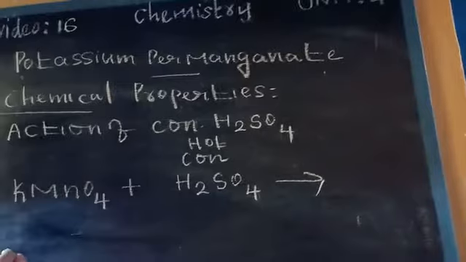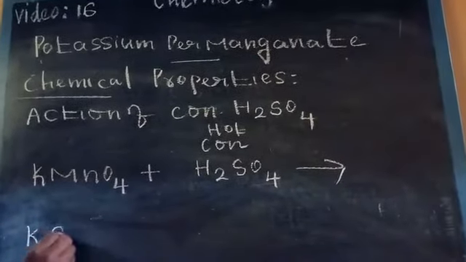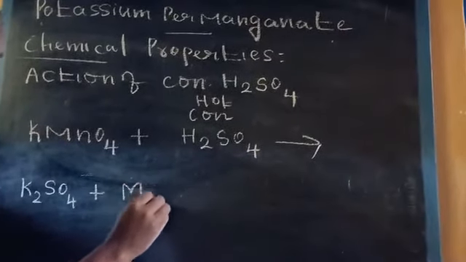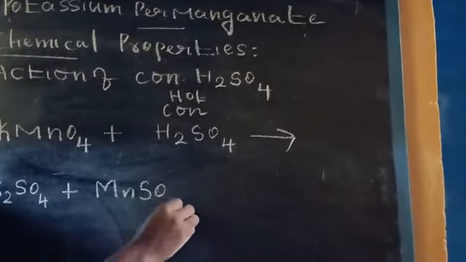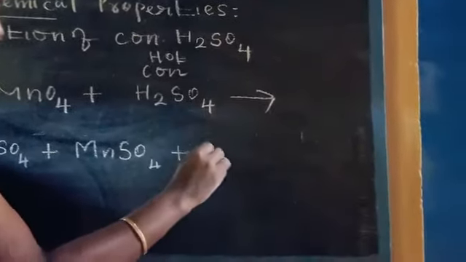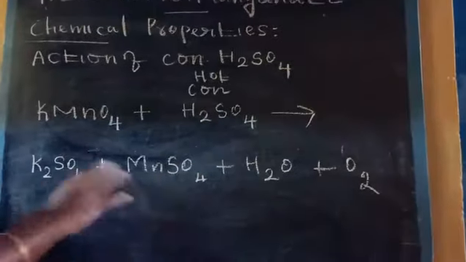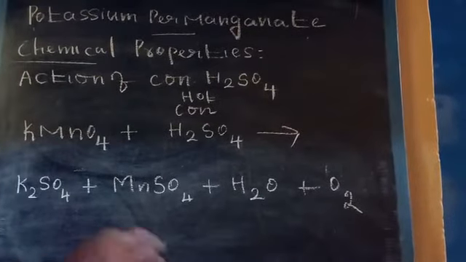Now write the products: K2SO4 plus MnSO4, next H2O, the water molecule, and next oxygen. So four products are obtained. Okay children, KMnO4, now the condition. Now balance the reaction.